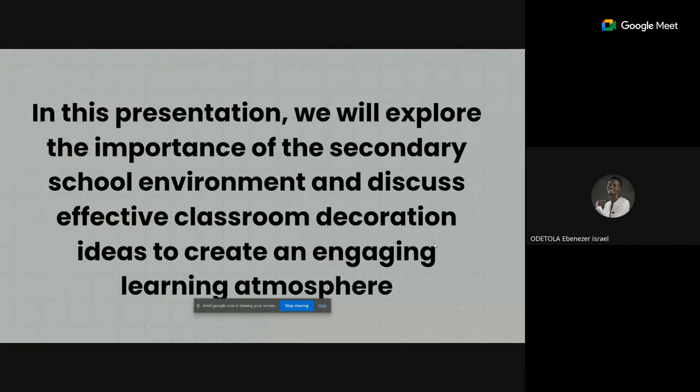Regardless of anything we want to do with the learning environment, it should be welcoming. It should serve as a home away from home. And it should make students feel that, yes, this is a classroom they can call home. I so much believe that teachers and administrators can change their mindset. With a lot of things going on right now, we can change our mindset to accommodate the secondary school environment when we talk about the classroom environment.